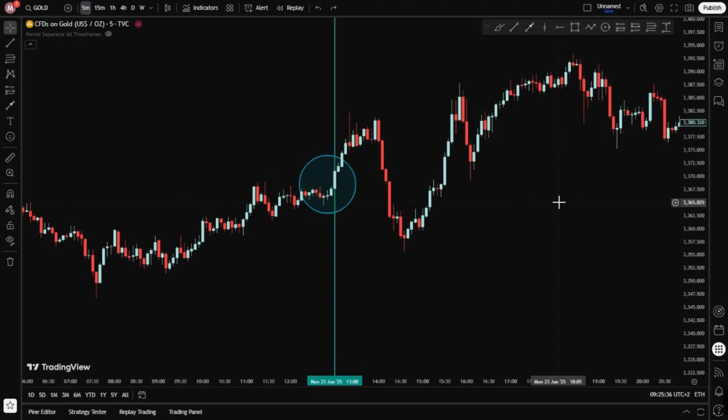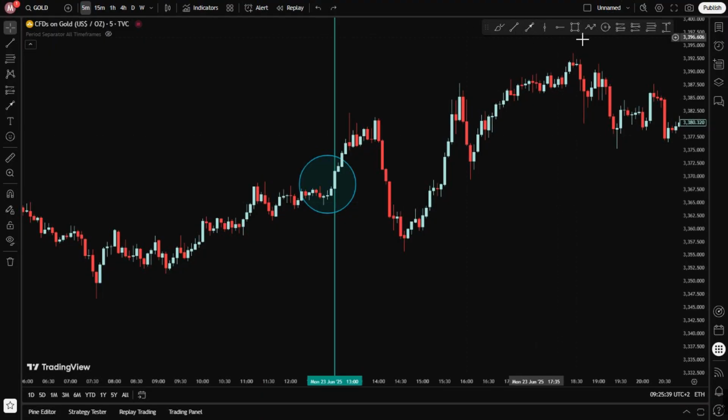Now let's look at a real example to make all of this click. This chart right here was from Monday's session, and I want you to pay close attention to how price moved after 1 p.m. We're going to walk through it step by step and apply exactly what I've just explained so you can see it play out in real time.